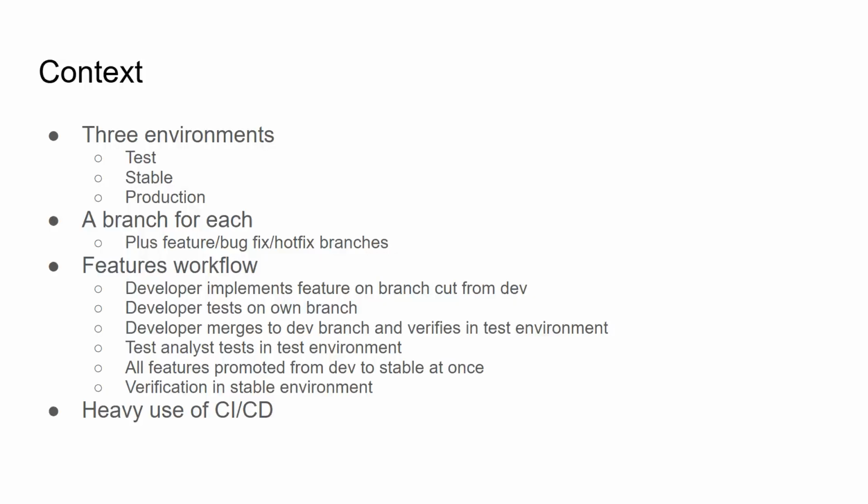In our context, we have three environments. We have a test environment, stable environment, production environment. We have a branch for each of those environments. We have a feature workflow where the developer implements this feature on the branch, which is cut from dev. The developer tests on their own branch, merges it to the dev branch and verifies it in that environment, and the test analyst will then test it. And then all of the features are promoted from dev to stable at once, and then verified in the stable environment along with a regression suite, and we heavily use CI and CD.